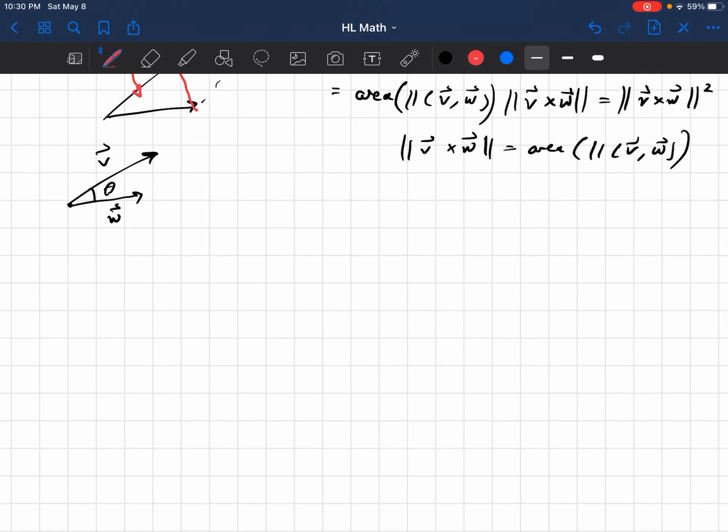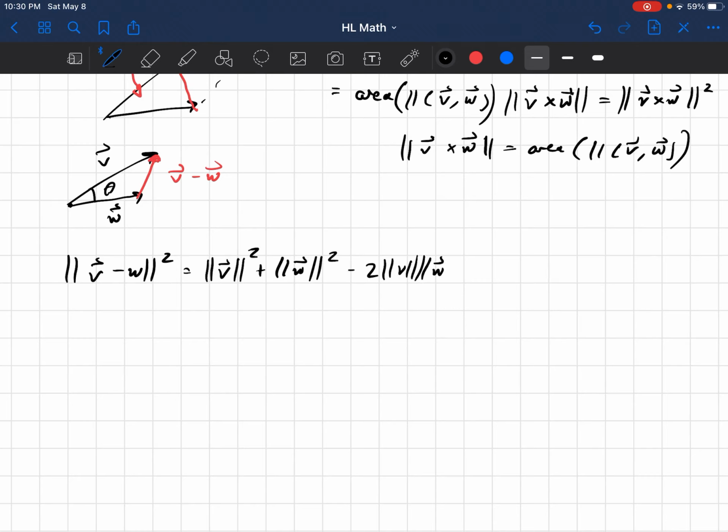Now, what would this vector be here? Well, it would be what you would have to add to W to get V. What do you have to add to W to get V? V minus W, of course. So that's that vector right there. Now, we have a triangle here. And let's use the law of cosines on it. So we would get that the magnitude of V minus W squared is equal to magnitude V squared plus magnitude W squared minus 2 magnitude V magnitude W cosine theta.